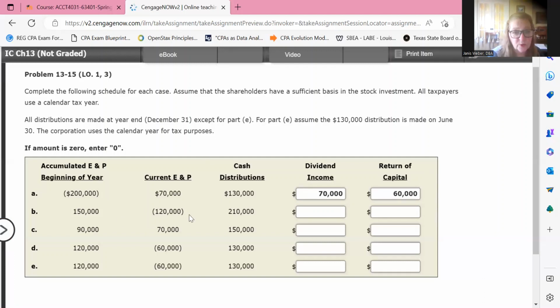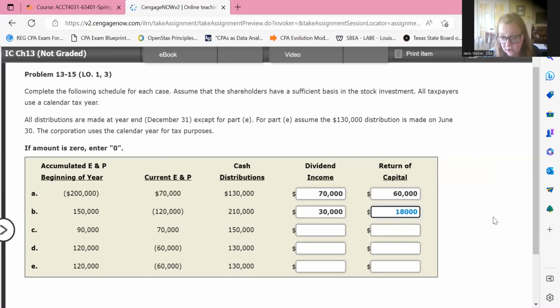Looking at the next one, we have a negative current, which means we have to combine them. And when we do combine them, we wind up with a $30,000 combined E&P, looking at previous years and the current. Only when the current is positive can we just go ahead and take it as a dividend. But when it's a combined total and it's positive, it has to be netted. So 30,000 is all we have in net, because our current loss has wiped out some of our accumulated.